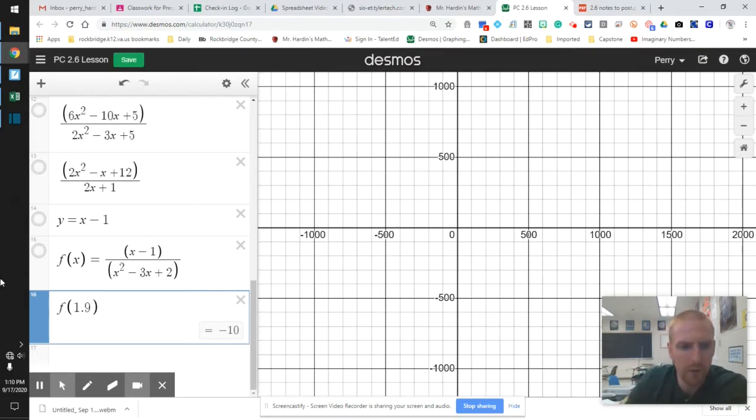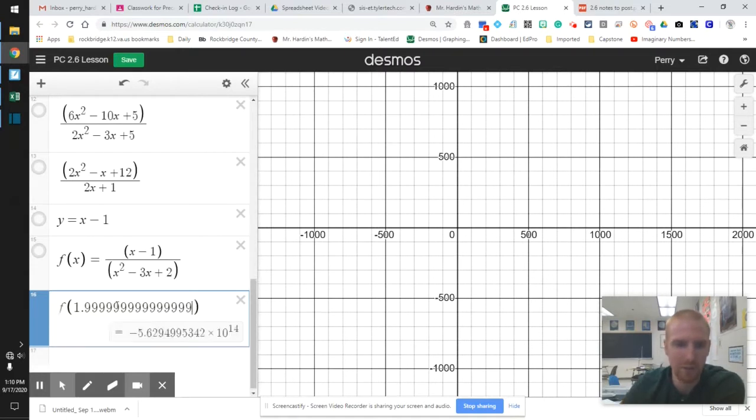So down here, it says it's equal to negative 10. So let's put in another 9. Now it's equal to negative 100. Another 9 is negative 1,000. And the more 9s I put in here, you can see it's getting really close. Eventually I called it undefined, but it's getting really, really far down. The y value is getting really big, but negative. So negative 5.6 times 10 to the 14th, that's way down the graph.